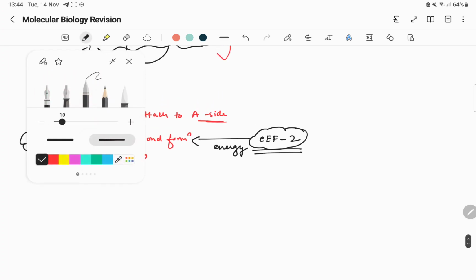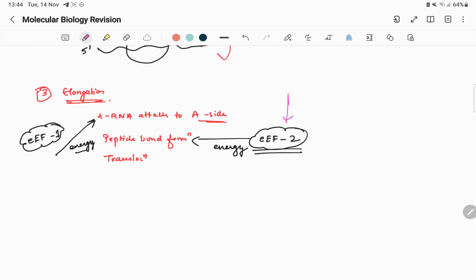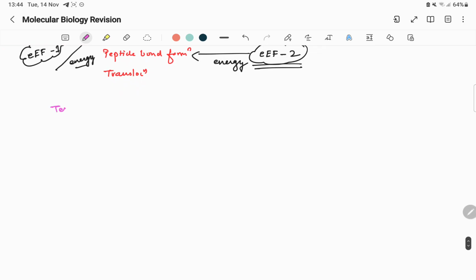Okay, just a clinical point: this eukaryotic elongation factor 2 is inactivated by a toxin called diphtheria toxin. So diphtheria toxin inhibits your eukaryotic elongation factor 2. Understood? Then go to the termination part.